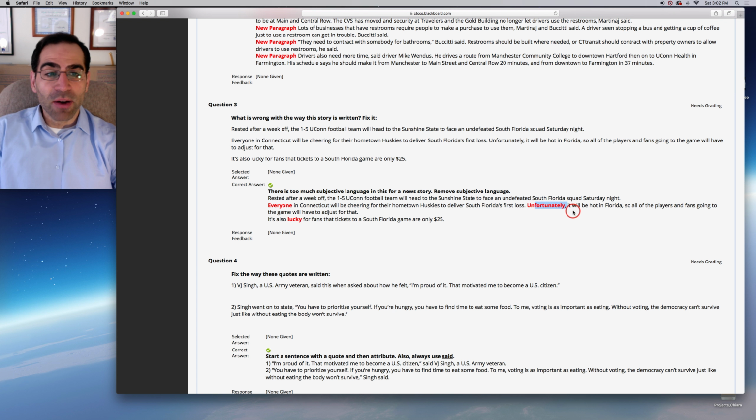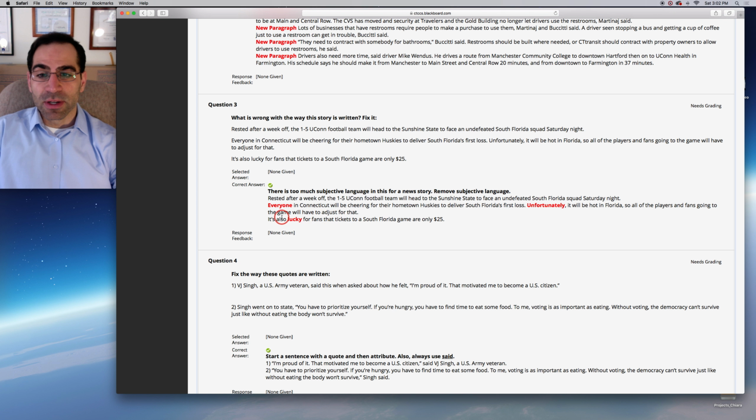Instead, just cut it out and just say it will be fairly hot in Florida, or temperatures in Florida are expected to reach 95 degrees, and many players that have played in the cold will have to adjust, or the team that's been playing in cold weather will have a new climate to play in. You get what I'm saying? You can still give that fact, but you have to reframe the way that you say it and make it so it's not subjective language.